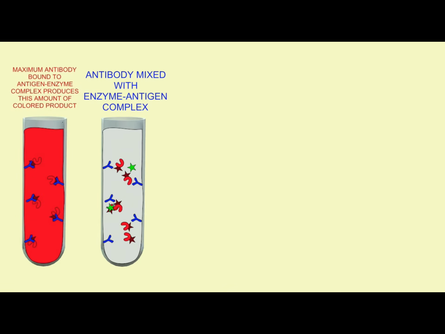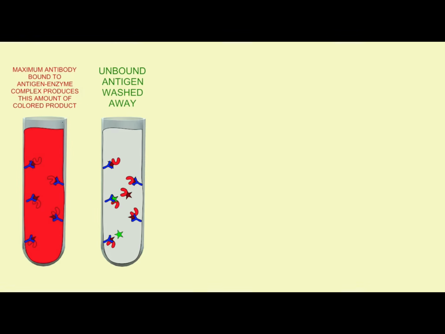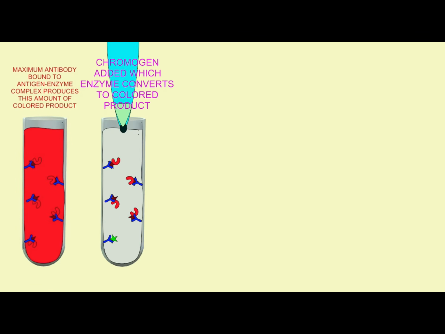In subsequent runs, in addition to the antigen which has been bound to the enzyme, unlabeled antigen, which is not bound to the enzyme, is also added. And this then competes with the bound antigen for the binding sites on the antibodies.